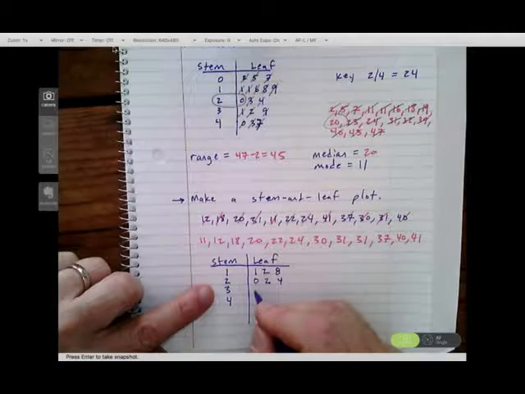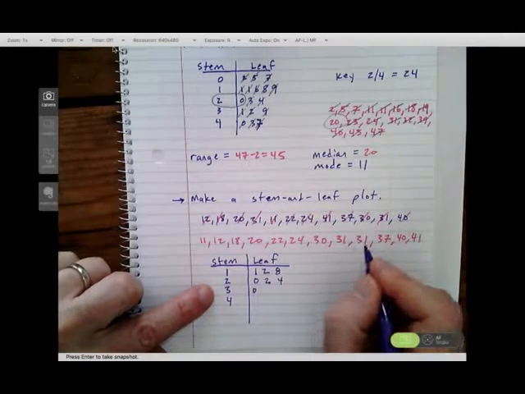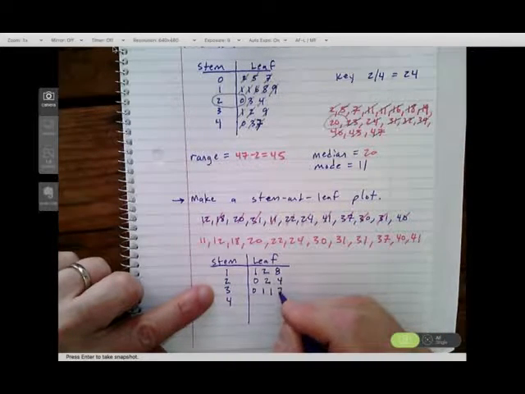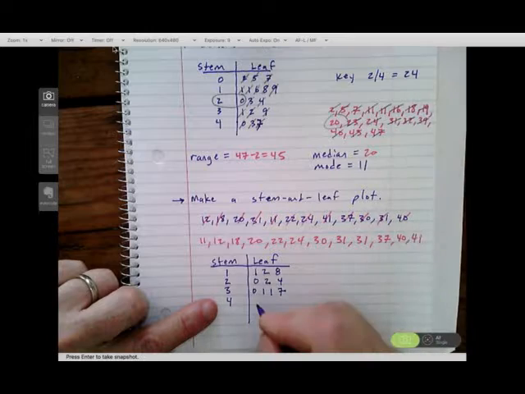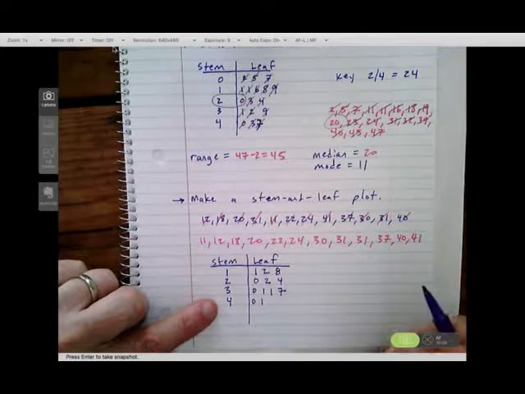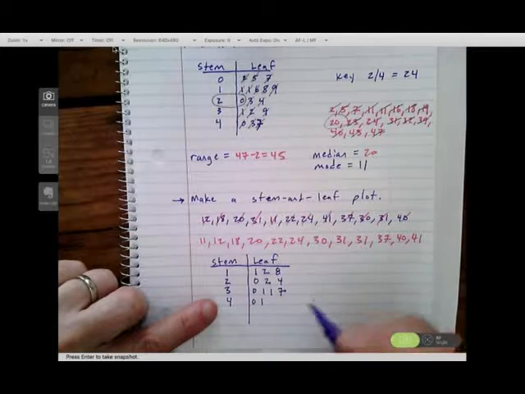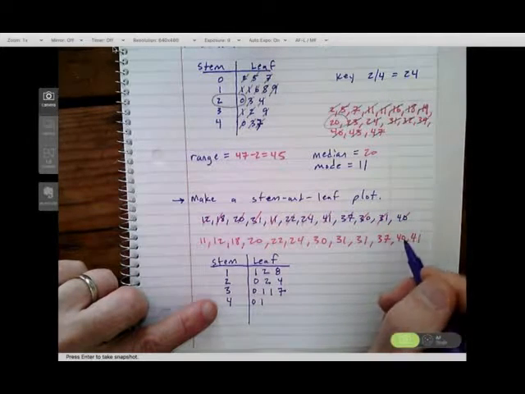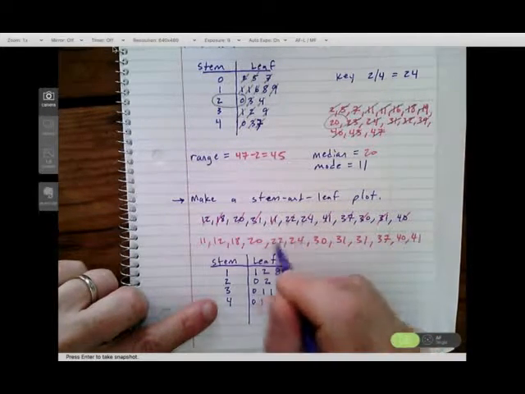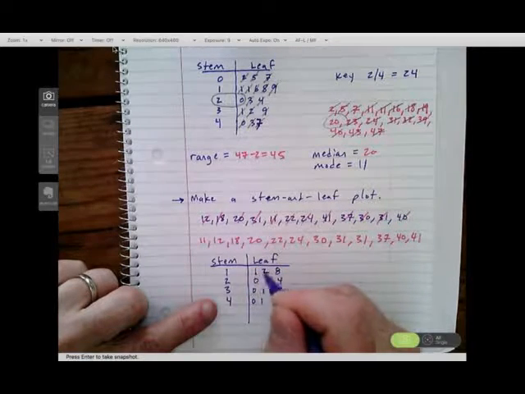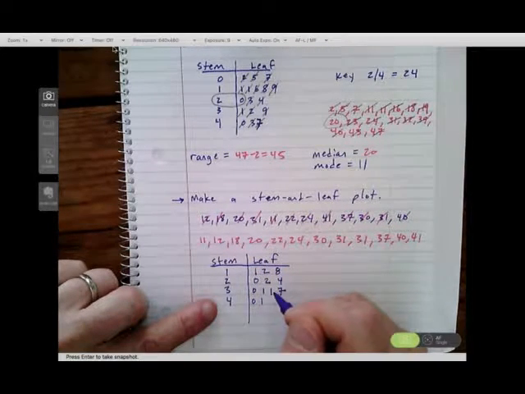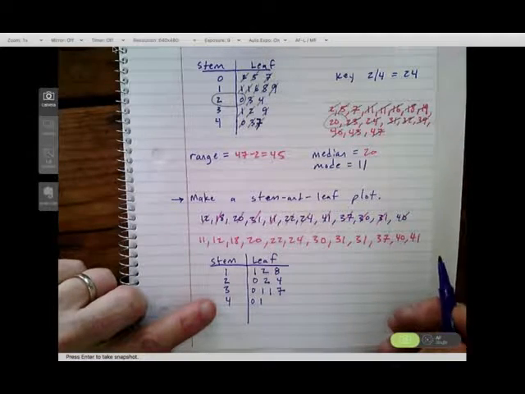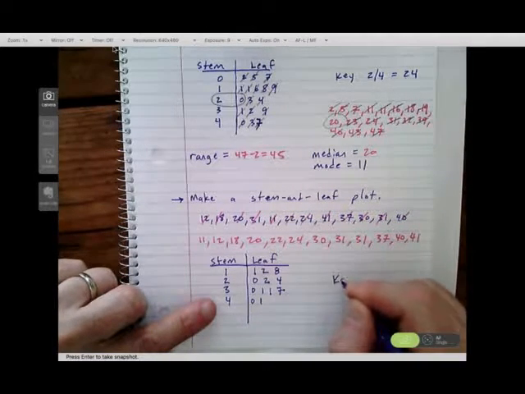So I got a 30, so a 0. 31 and 31, so two 1s. And then a 7 for 37. And then 40 and 41, so a 0 and a 1. And again, just check, you should have the same number of leaves as you do numbers here. So 1, 2, 3, 4, 5, 6, 7, 8, 9, 10, 11, 12. Okay, so I got them all, and so all that's missing now is the key.